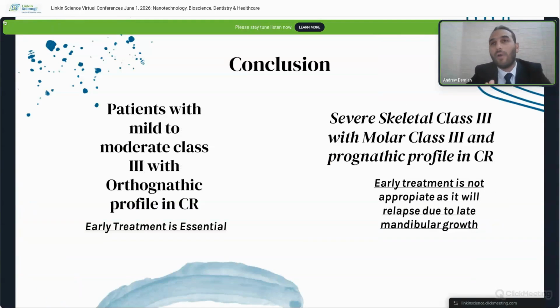Okay, so our conclusion here: if the patient has a mild to moderate class 3, early treatment is essential because at some point this will have a very stable result. However, if it is a severe class 3 problem with severe mandibular growth still lying ahead, it is preferable to wait until he has completed his growth and is in adult years, and to do an orthodontic surgery instead.